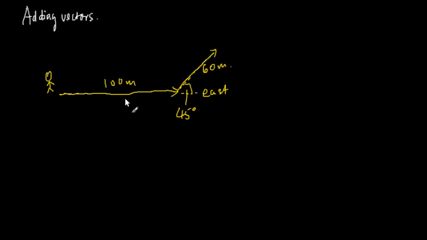Now I can think of my first 100 meters as a displacement. So this displacement, my first displacement, would be 100 meters to the east. So there are two pieces of information here. Now my second displacement would be 60 meters to the northeast. So that's a displacement too. So I had one displacement and I had another displacement. Now then I can ask the question, what is my total displacement?